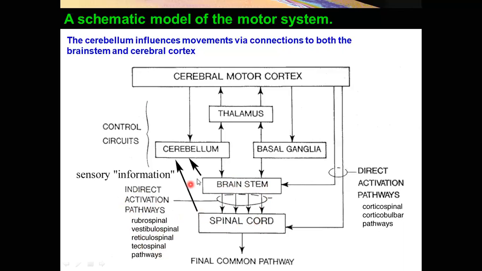Then the cerebellum receives sensory information from the spinal cord and the brain stem, and the cerebellum also receives inputs from the cerebral motor cortex. That's how the cerebellum controls movements, coordinated, integrated, balanced movements throughout our skeletal muscles.